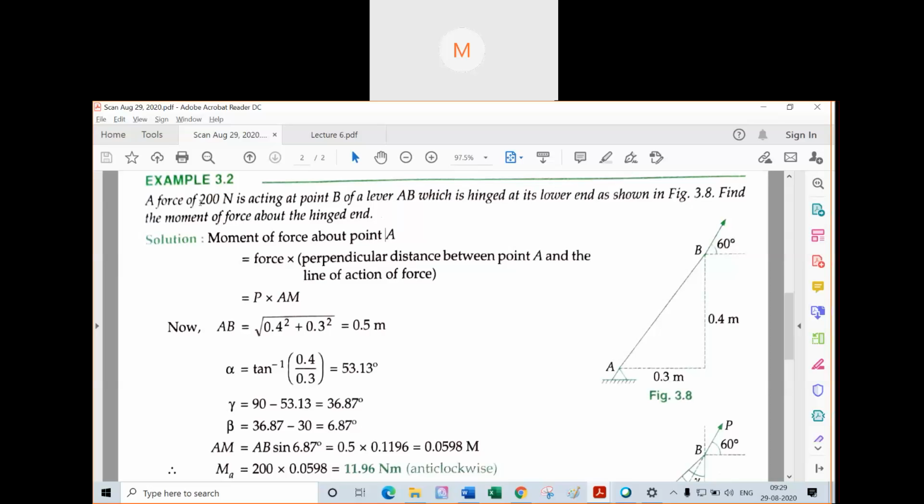A force of 200 Newton is acting at a point B of a lever AB. Are you able to see the question?